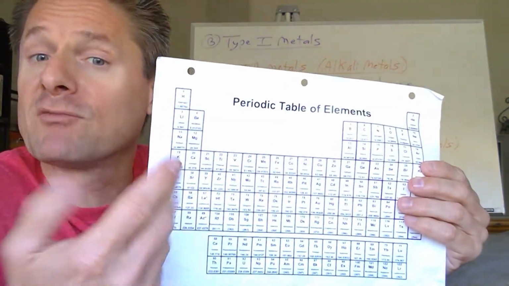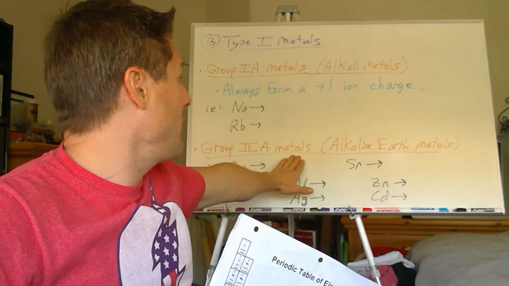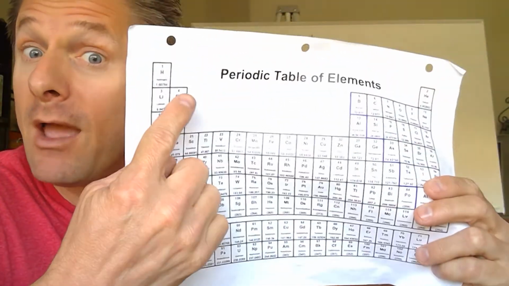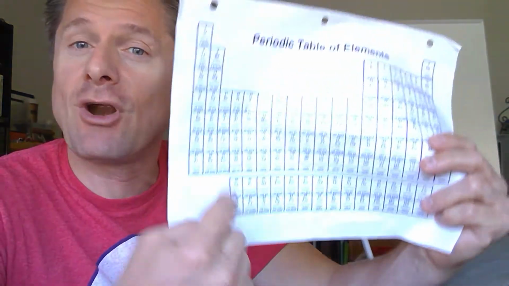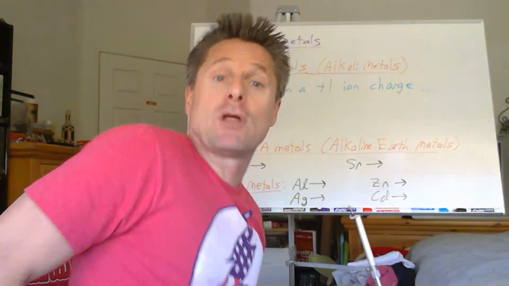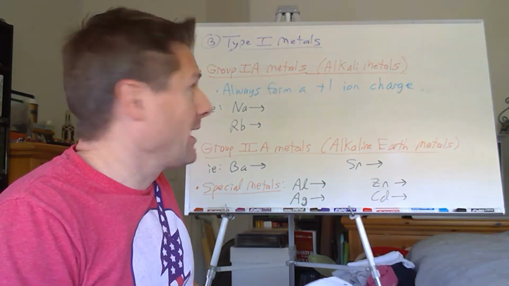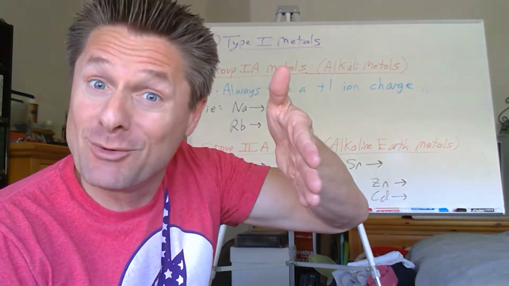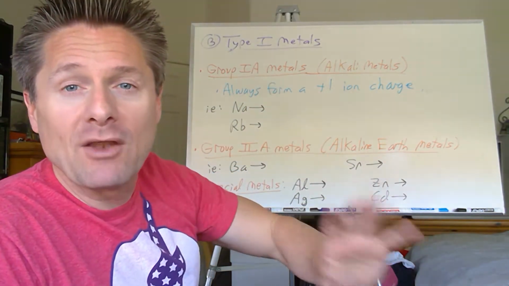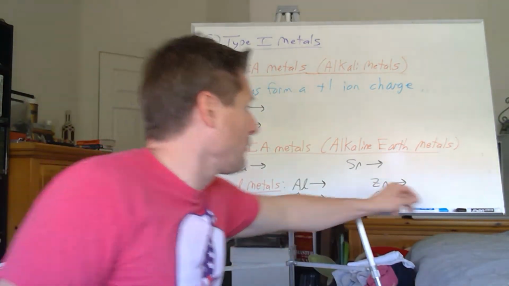But group 1, +1. Also the group 2A metals, the alkaline earth metals, that's your group 2A, form a +2 charge because they lose 2 electrons to become isoelectronic with the prior noble gas. Hey, that's why we love that group 1A, group 2A, right? So those are your main type 1 metals. There's some exceptions to them. So let's go ahead and write the answers up here.